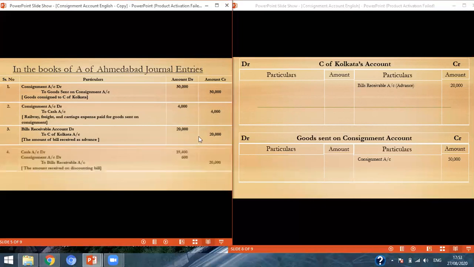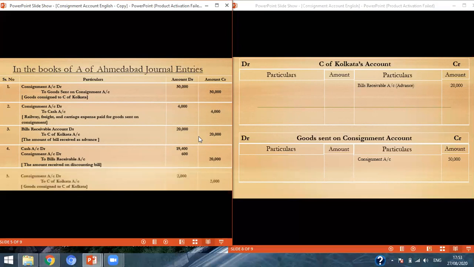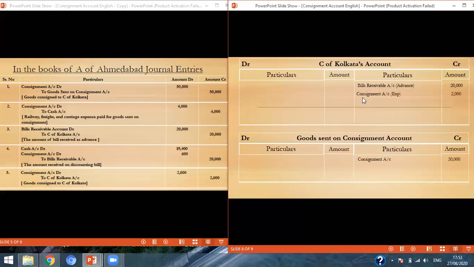Then the next entry is cash account debit to consignment account debit to bills receivable account. So here there is no entry of C of Kolkata or goods sent on consignment. Then next was consignment account debit to C of Kolkata's account, the expense 2,000 rupees. So here we have to make the entry on the right side of C of Kolkata's account, and the narration will be consignment account, in bracket expense. The amount is 2,000. Now we'll go further in general entries.